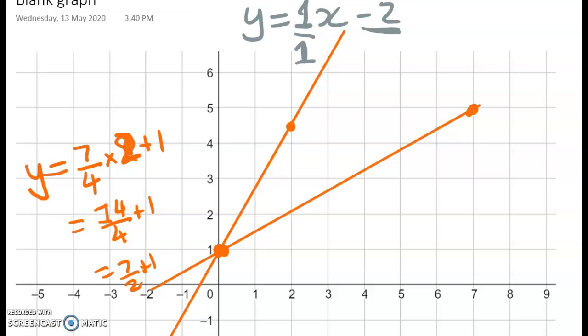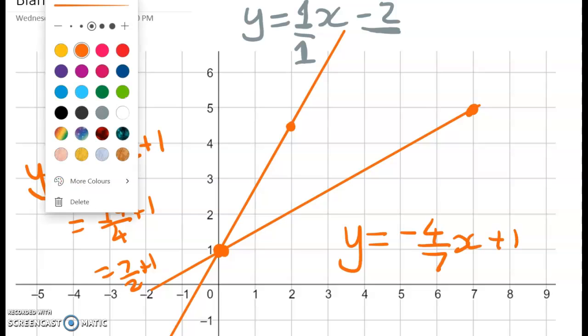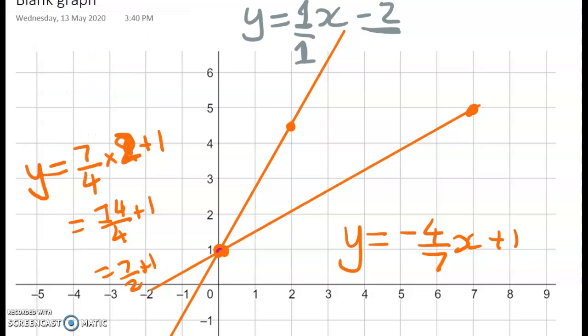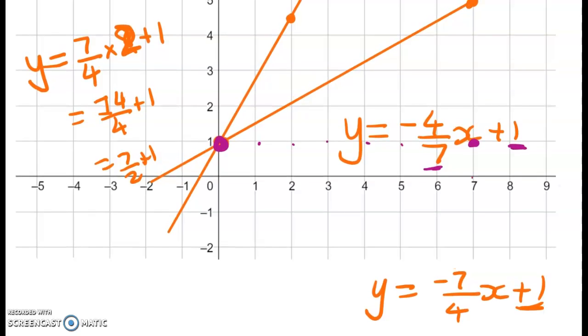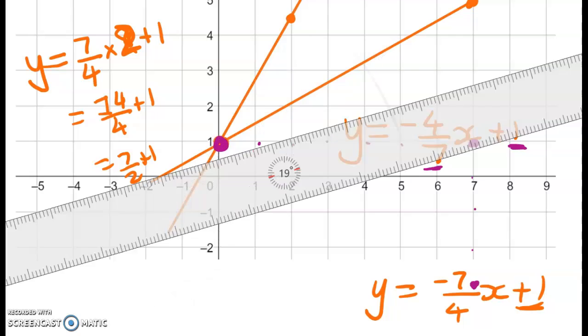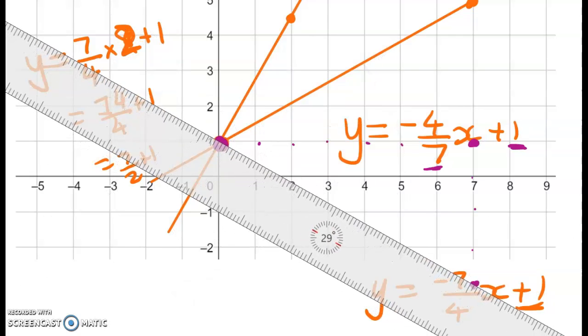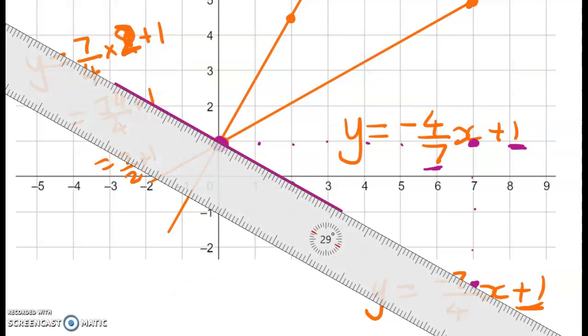So the next one has got a negative gradient. Y equals negative 4/7 x plus 1. So again, we start with the y-intercept of plus 1. Here it is. And we go out 7. 1, 2, 3, 4, 5, 6, 7 to here. And then this time we go down 4 units. 1, 2, 3, and I've gone off the scale again. Okay, it wasn't very well planned, this video, was it? I made my numbers a bit big. Right, there we go there.